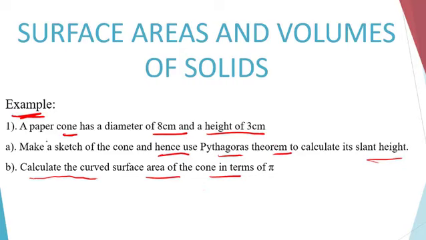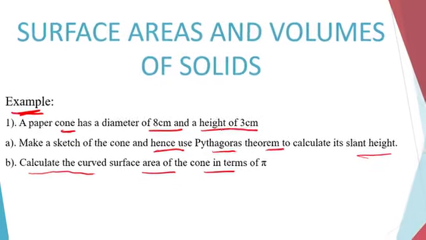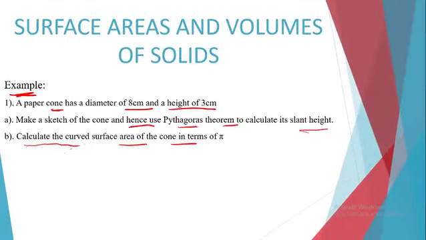A paper cone has a diameter of 8 cm and a height of 3 cm. We are told to make a sketch. Okay, let us start. The first thing you need to understand is the word diameter and the shape of a cone.